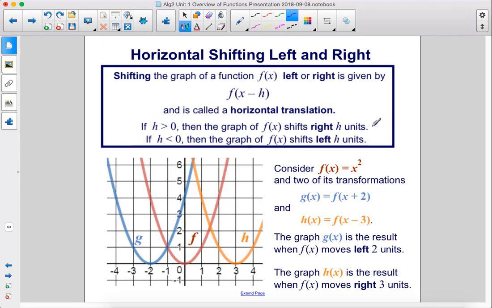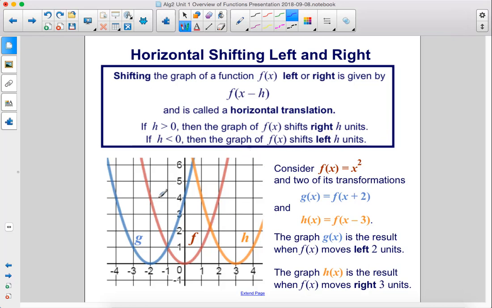Shifting the graph of a function f of x left or right is given by f of x minus h, and is called a horizontal translation. If h is greater than 0, then the graph of f of x shifts right h units. If h is less than 0, then the graph of f of x shifts left h units.